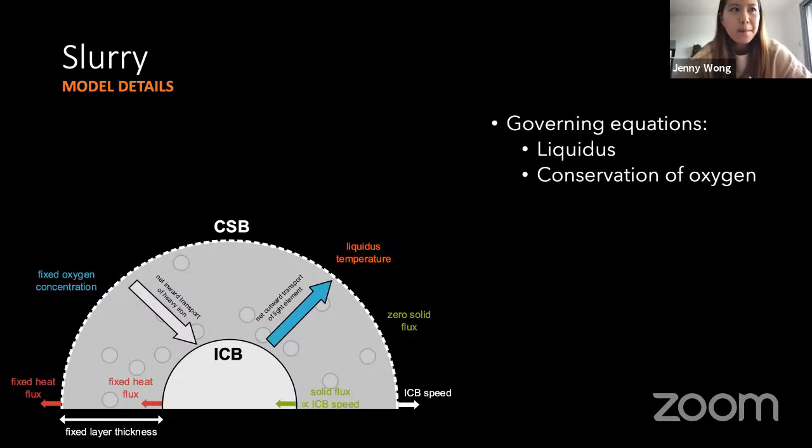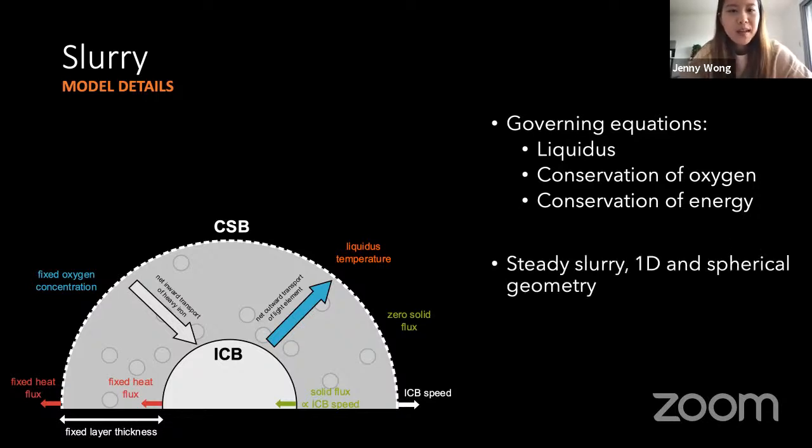I also conserve oxygen in the layer. So this describes the transport of oxygen, and it's not created or destroyed. And also I conserve energy too. So this is all thermodynamically self-consistent in this model. And the equations are quite complicated.